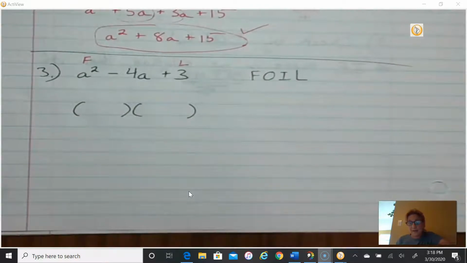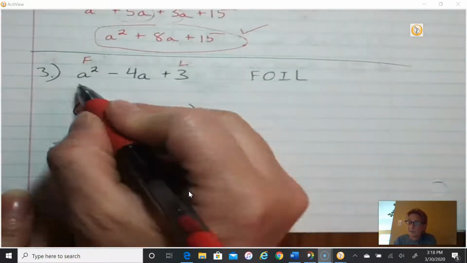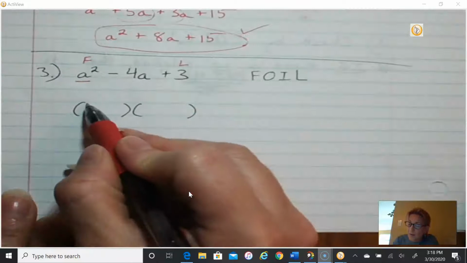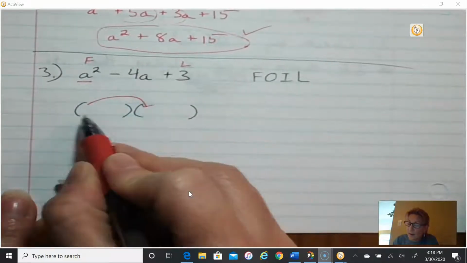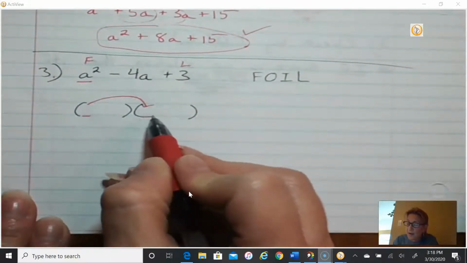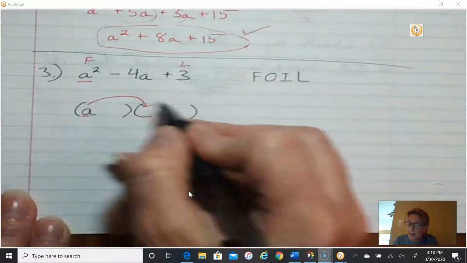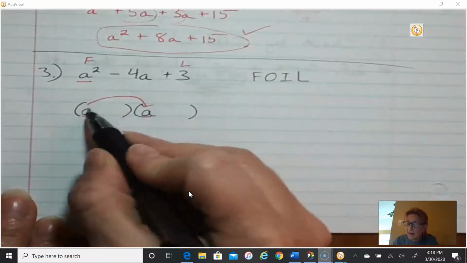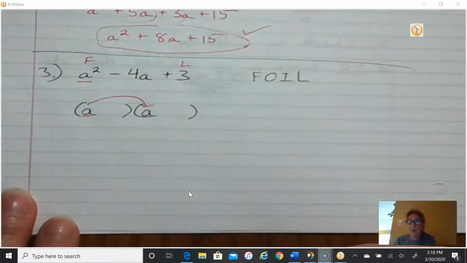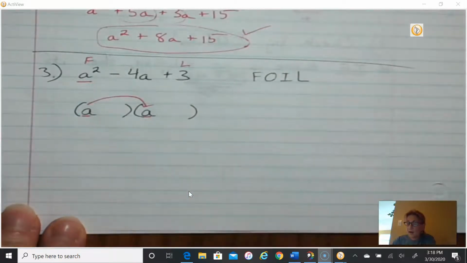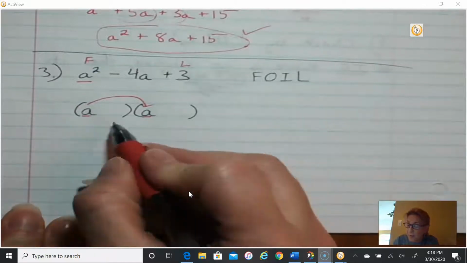All right, the easiest one is this first one. What times what is going to give me a squared? A times a. FOIL gives me a squared. Now we got to figure out the bottom.